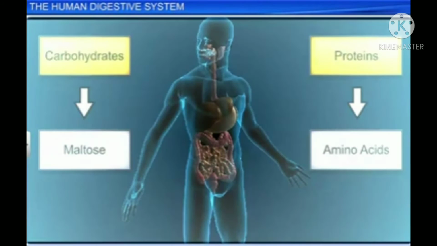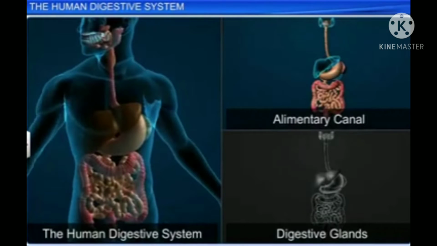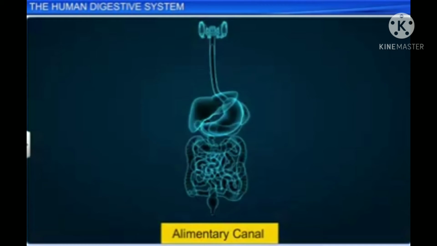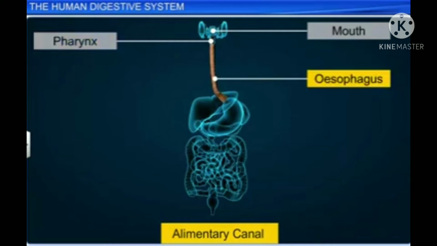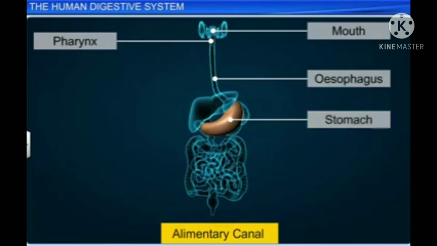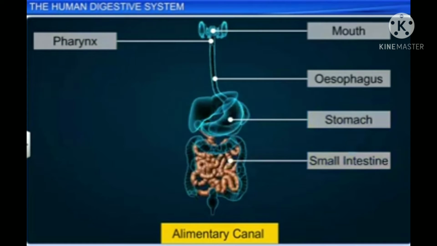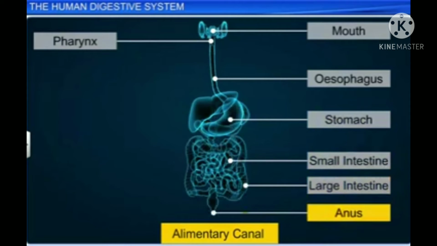Our digestive system comprises the alimentary canal or the gastrointestinal tract and the digestive glands. The alimentary canal, the long pathway through which food enters the body and solid wastes are digested, includes organs such as the mouth, pharynx, esophagus, stomach, small intestine, large intestine, and anus.